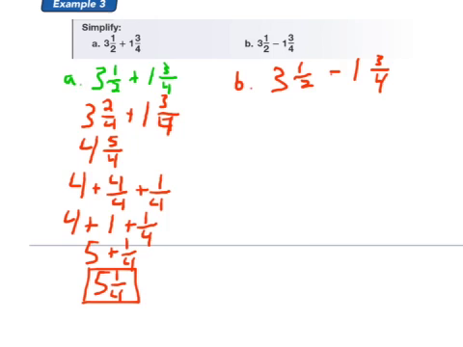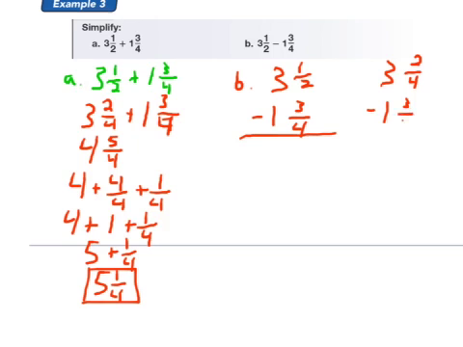Okay, well, I like to set these ones up like a regular subtraction problem. So I'm going to go ahead and erase this and write it as 1 3/4. Now, first thing again we need is common denominators. So 3½ is the same as 3 2/4 minus 1 3/4. Okay, so now I've got common denominators.